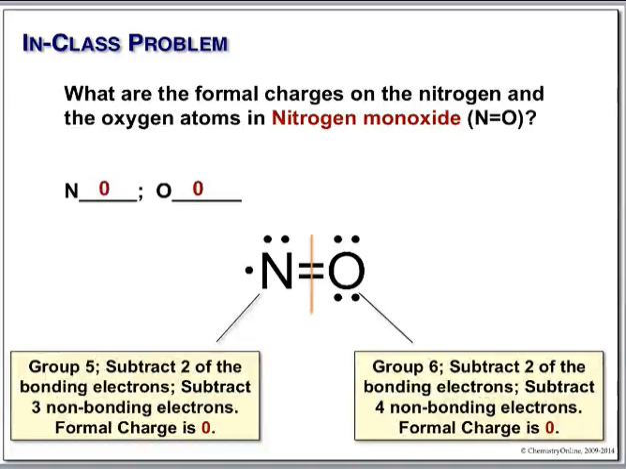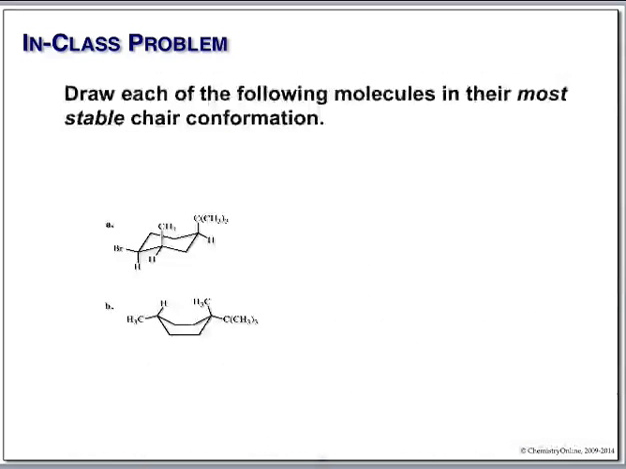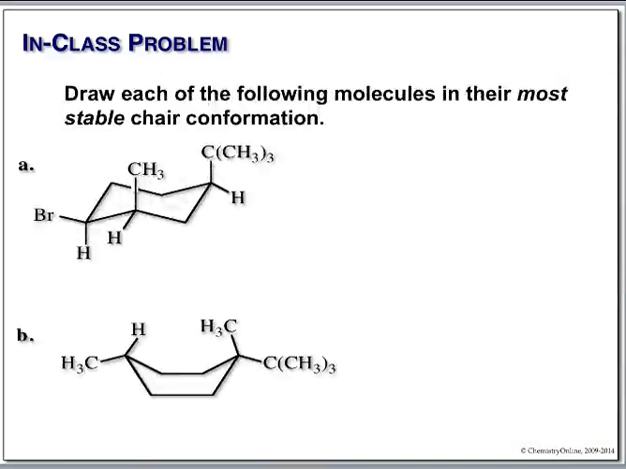Any questions? If we had put our lone electron over here on the oxygen, then we would have 6 electrons here, 5 electrons here, and we would have charges. So that's why this is a more stable structure. All right, finish up here with just a couple transformations.